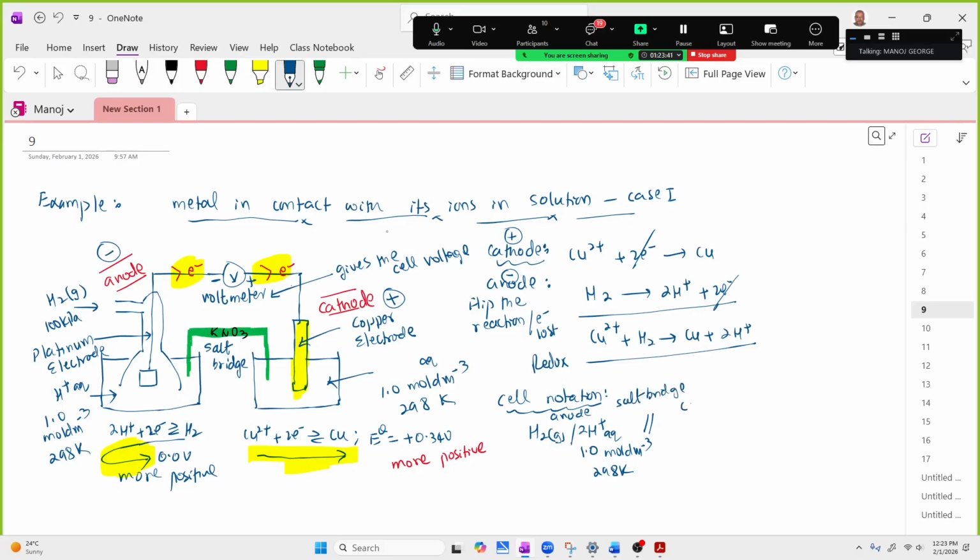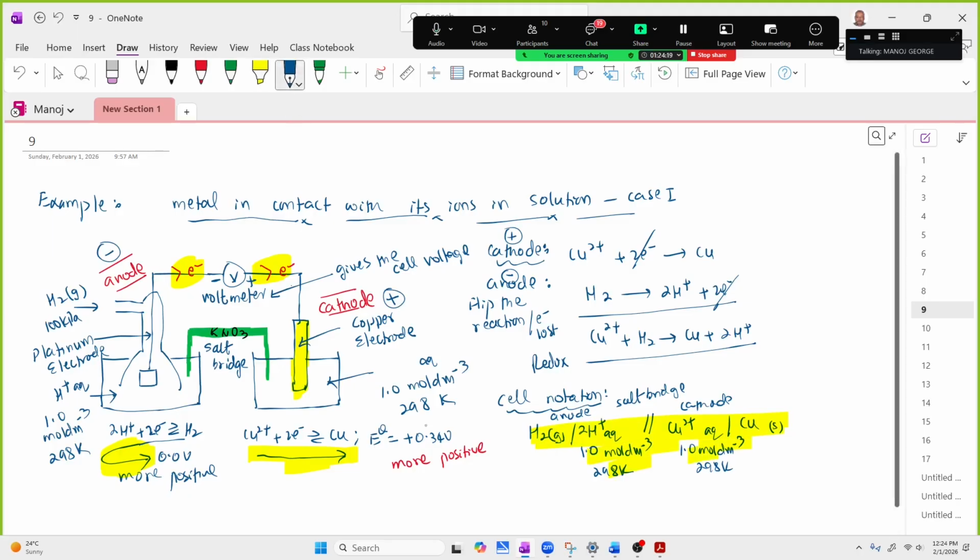And then you mention the cathode bit. Now cathode, electrons are gained. So who's gaining the electron? You just look at your equations. Your Cu2+ is gaining electrons and changing into copper. So who's changing to who? So you just mention that. So Cu2+, but because you're mentioning ion, you've got to say again 1 mole per dm³, 298 K. That is changing into copper. Might as well put solid there. Okay, good. All state symbols done. That is your cell notation. Everyone is clear of cell notation?